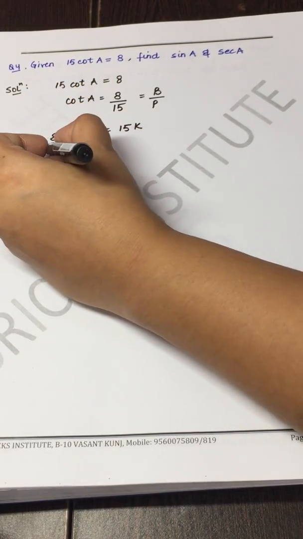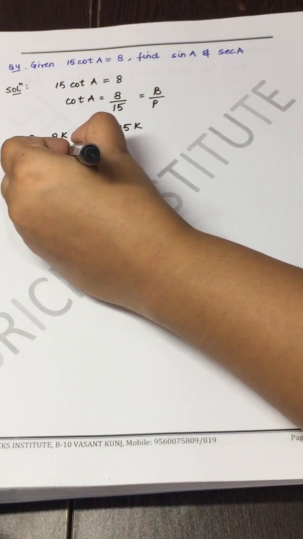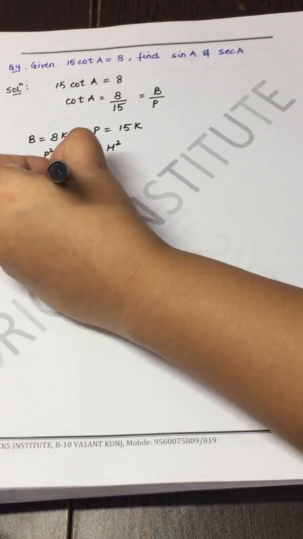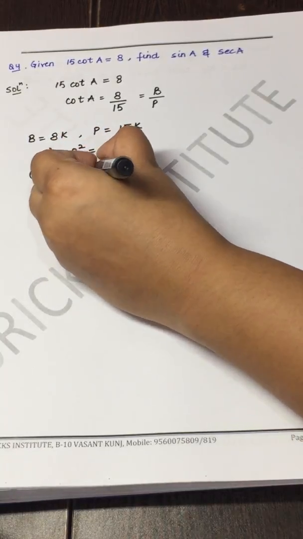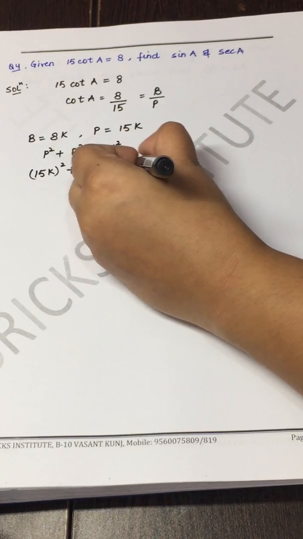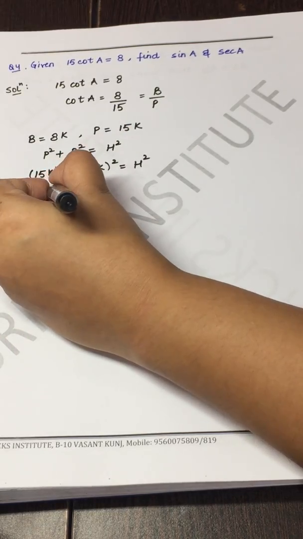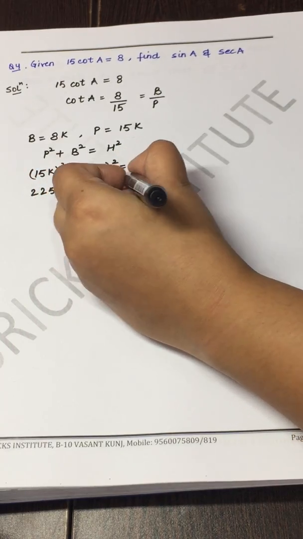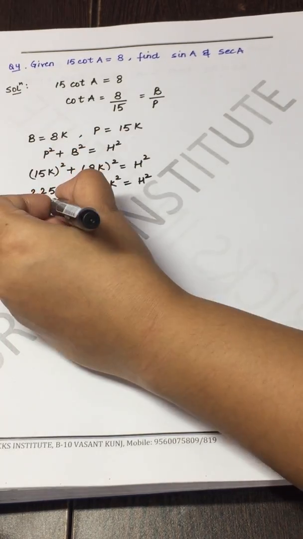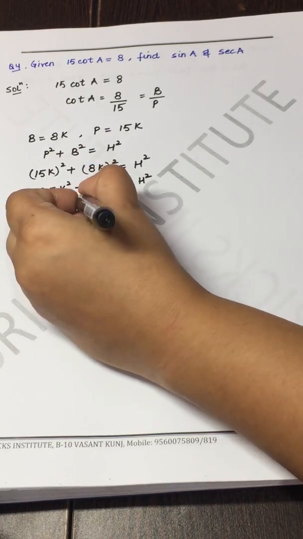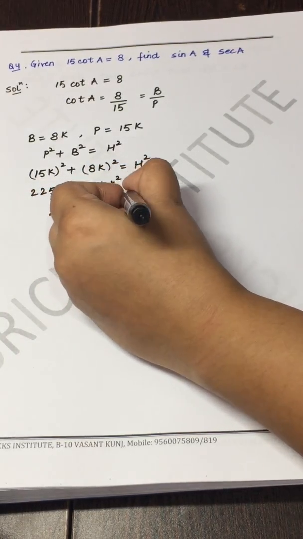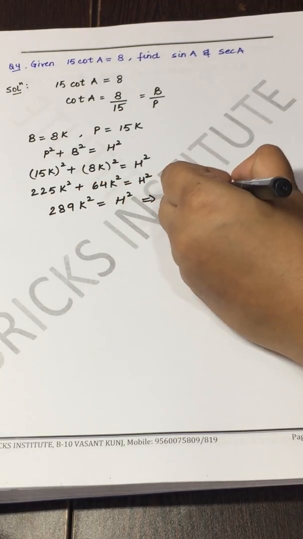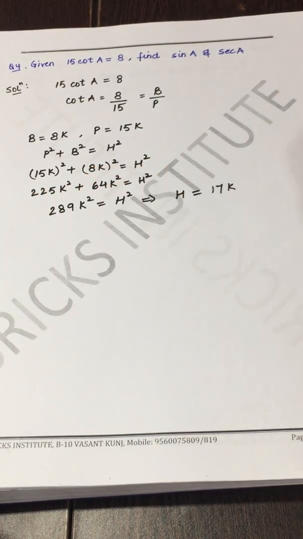Let's calculate H. So P square plus B square is equal to H square. So 15K whole square plus 8K whole square is equal to H square. So 225K square plus 64K square is equal to H square. So 289K square is equal to H square. This implies H is equal to 17K, as the root of 289 is 17.